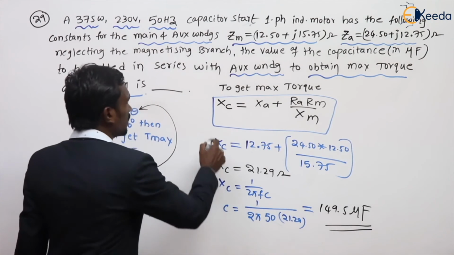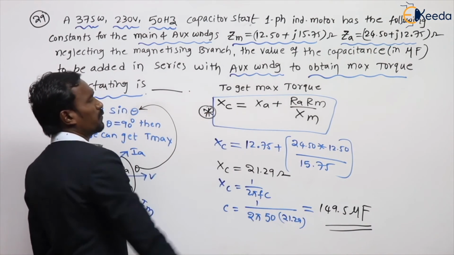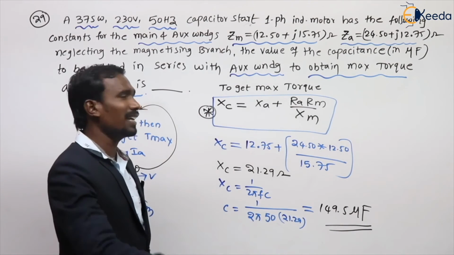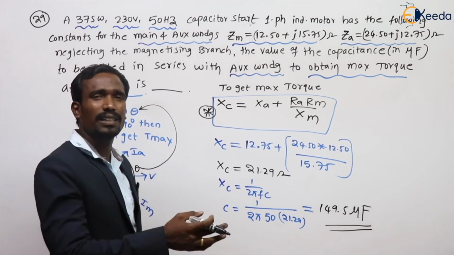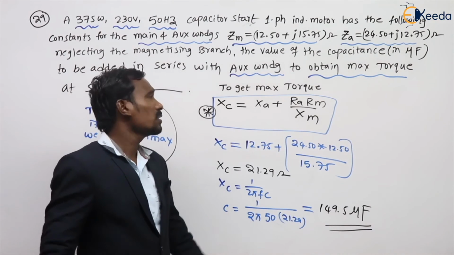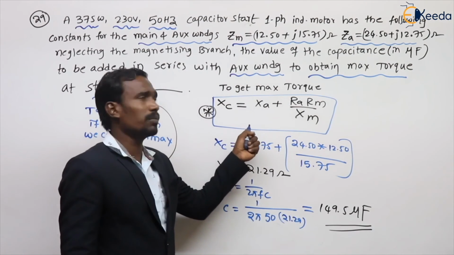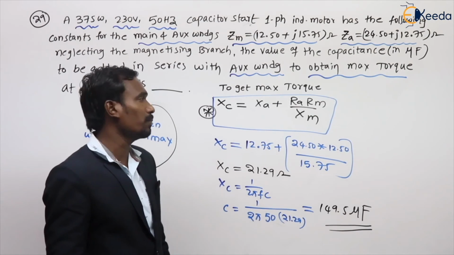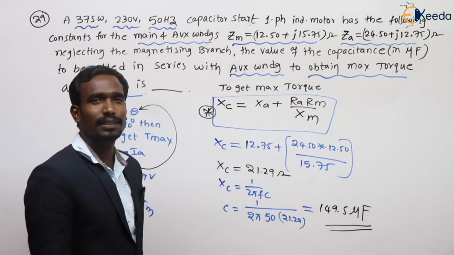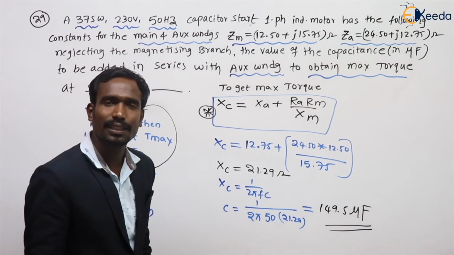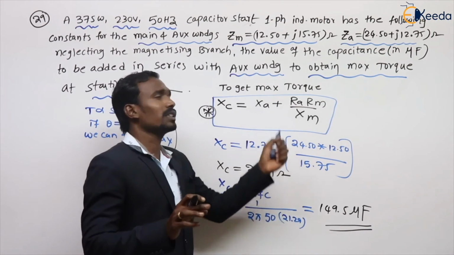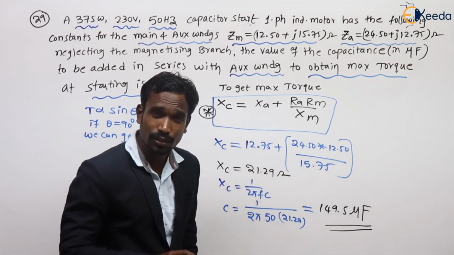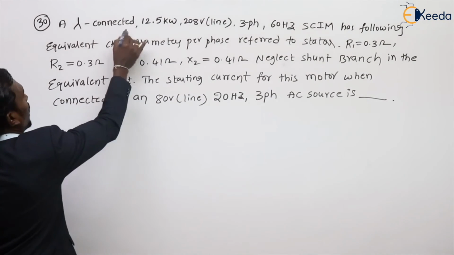So this problem is very important. Based on this formula, we can get the direct answer. No need to do all of theta M, theta A and equal to 90 degrees. We just have a formula, XC is equal to XA plus RA RM by XM. From that I calculated XC, and from that I calculated C to get the maximum torque. Very simple question if you know this formula. Right? Understood? Let's see.